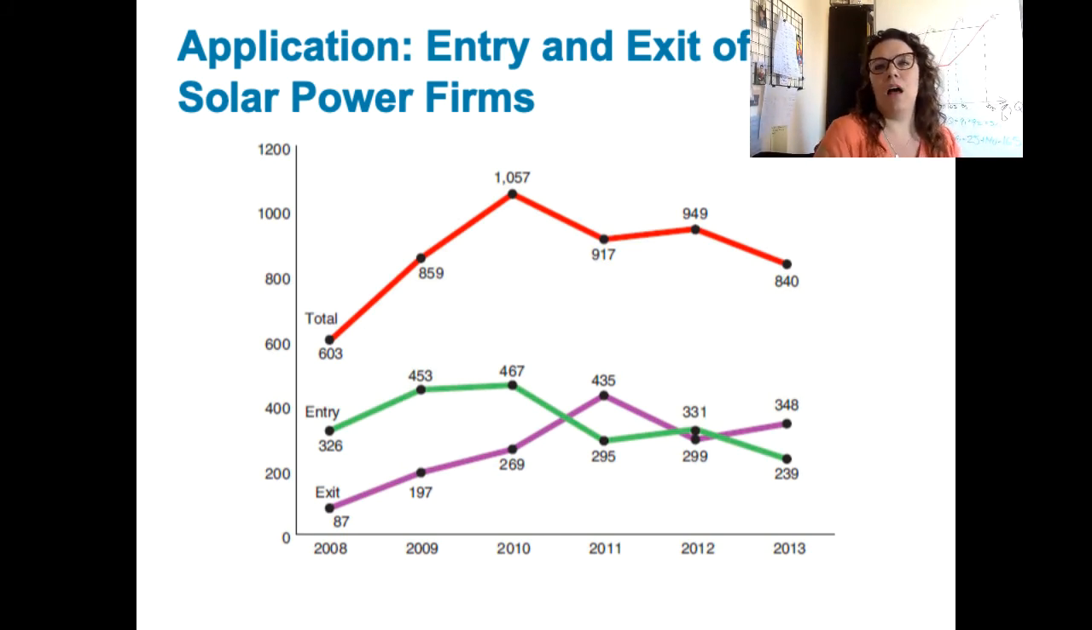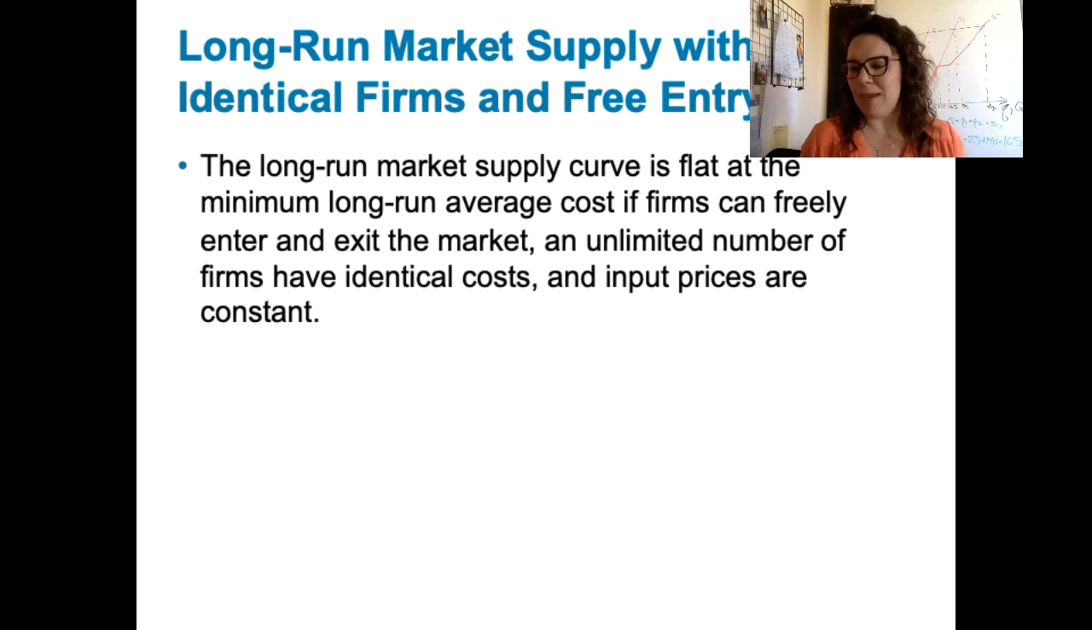So we will expect the long run market supply curve to tend to be flat if firms face that free entry and exit, and if the unlimited number of firms entering and exiting face identical costs and constant input prices. So those are the constraints that we expect.